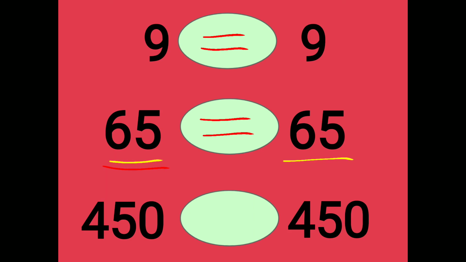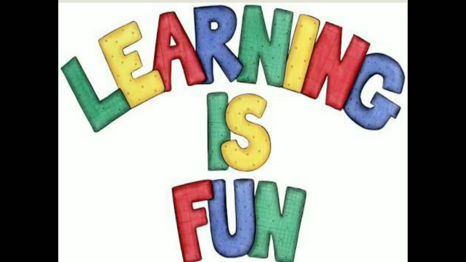Next numbers we have 450 and on the right side also we have 450. So again which sign will come? Equal to. So children, this is how we can compare numbers by using greater than, less than and equal to signs.